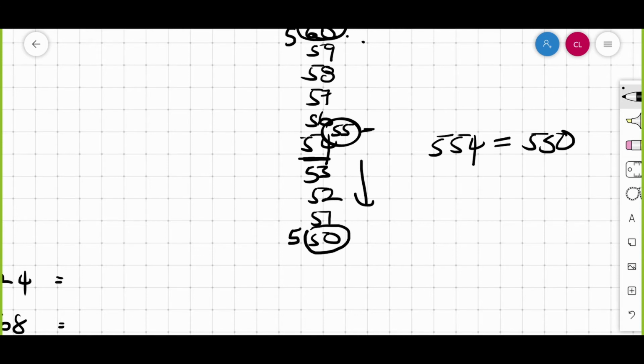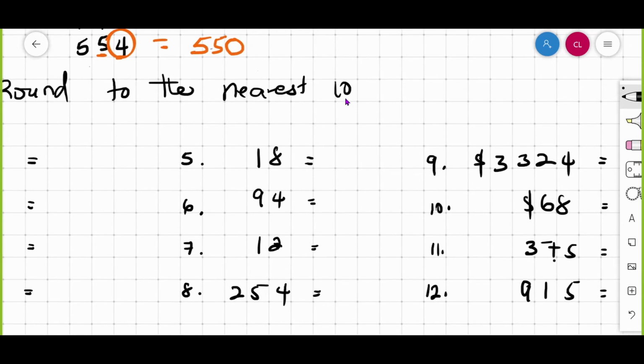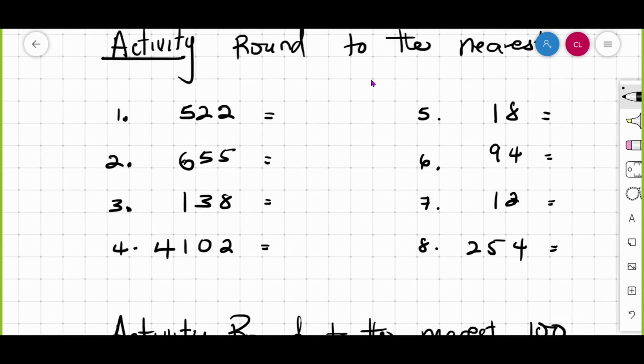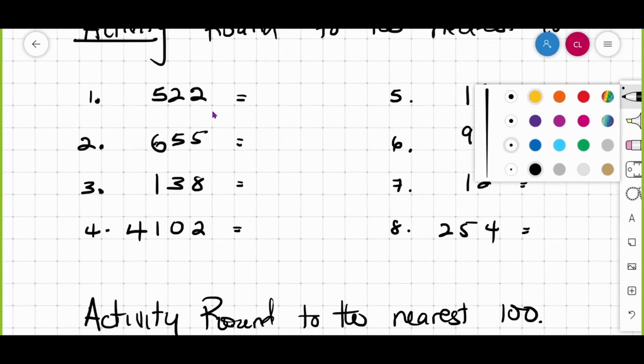Got it? So if we had 558, where would this one be if we were to round it to the nearest 10? 560. Very good. So it's closer to the upper limit than it is to the lower limit. All right. Good. So let's go with this then and see. We need to round these to the nearest 10 now. 522. Let's go with the rule again now. That would be equal to 520.